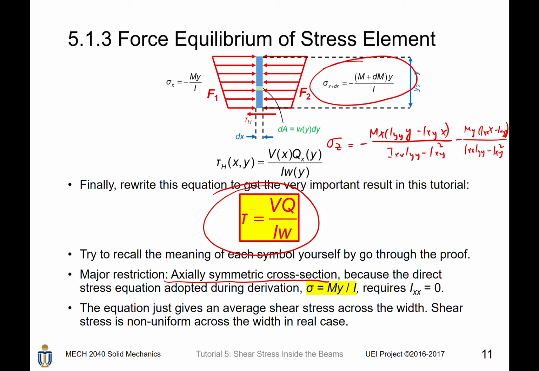So we described such a formula in the last tutorial for you to challenge, or anyway, it is something in year 3, but there is such a formula, and unless you make this cross-section axially symmetric, then Rxy is non-zero, then this direct stress formula will become much more complicated, and this derivation will not be that simple. Besides, another important point we need to point out is that this equation just gives an average shear stress across the width. The shear stress is actually non-uniform across the width in the real case.